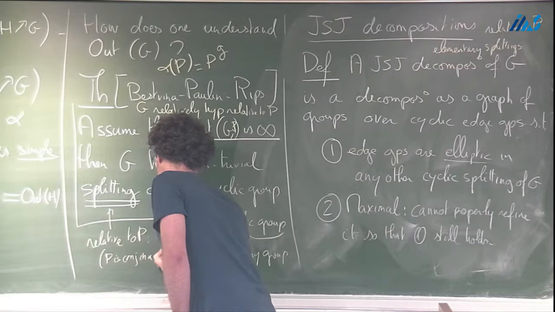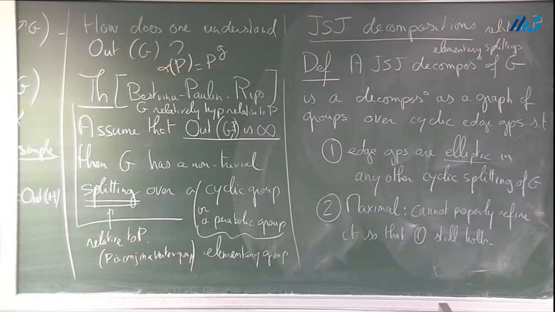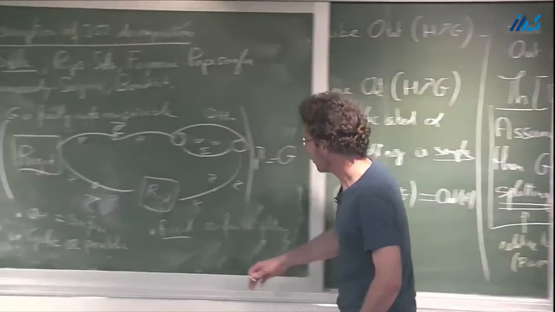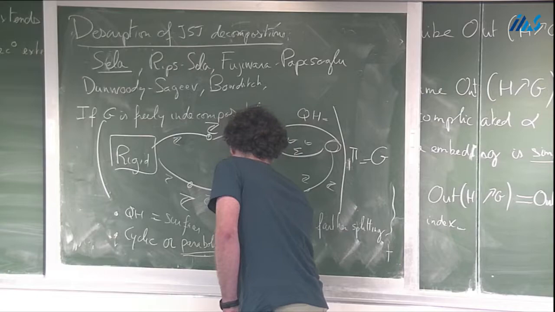So this way, the definition is right, and what I was saying is about the JSJ decomposition. You have a new kind of possible vertex group: a parabolic group. And if it is parabolic, then it's the full parabolic group. So that would be just the full P.